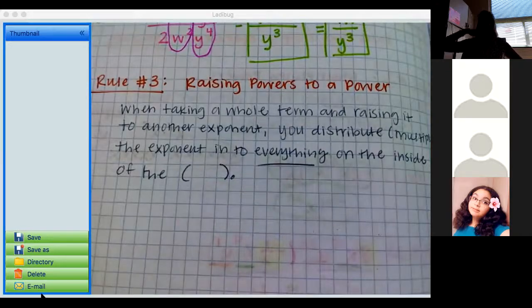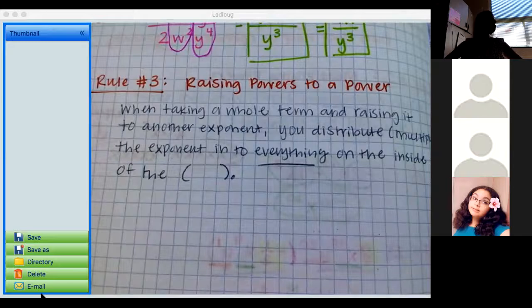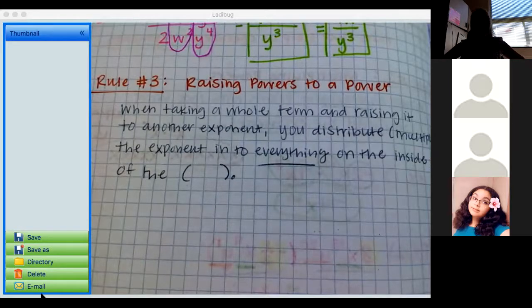Okay, to another exponent, comma, you distribute, which means multiply. So you put multiply in parentheses. The exponent into everything inside the parentheses.